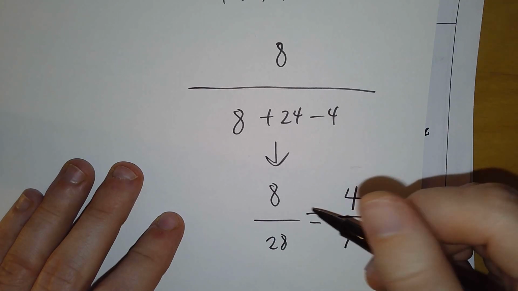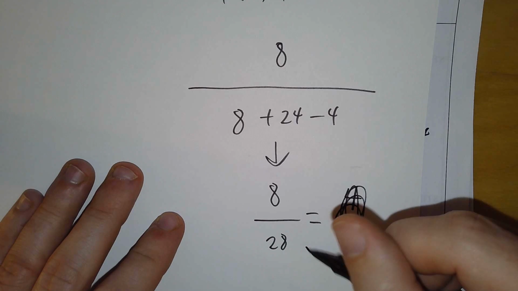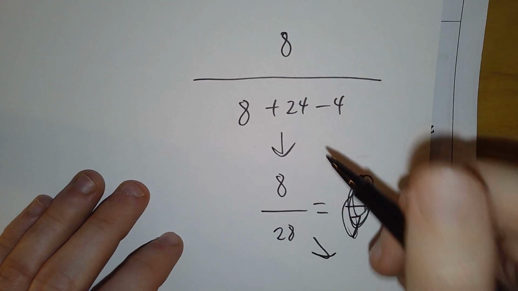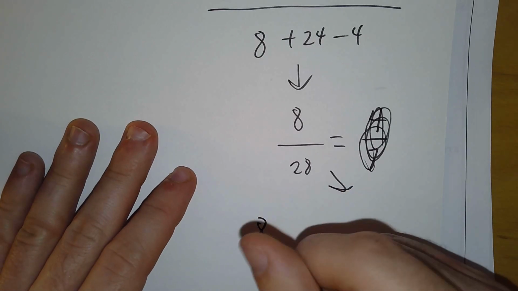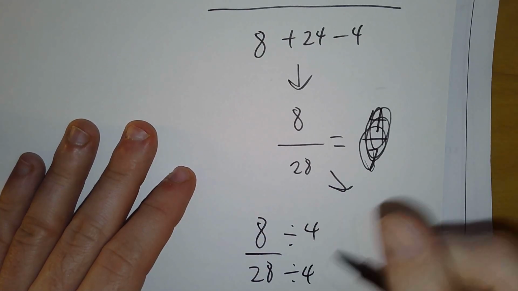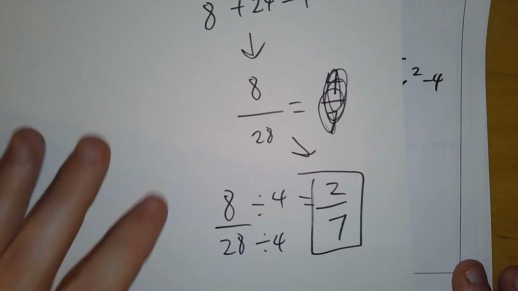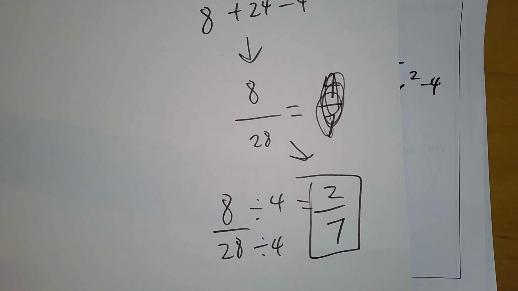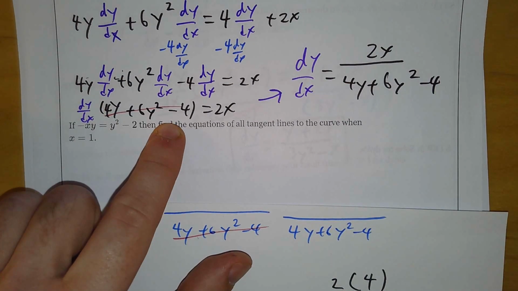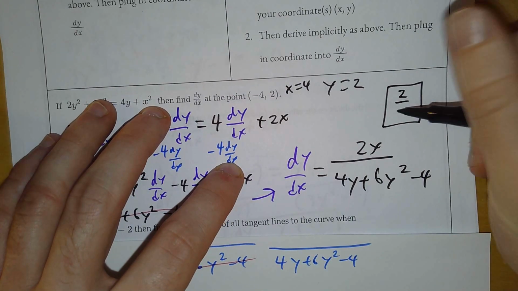Oh my god, sorry, not 4 over 7. Okay, let me pause for a second. Let me write it again, 8 over 28. I'm dividing top and bottom by 4. That is 2 over 7. That is the final answer. Let's not rush it. Take your time. So that first answer here would be 2 over 7.